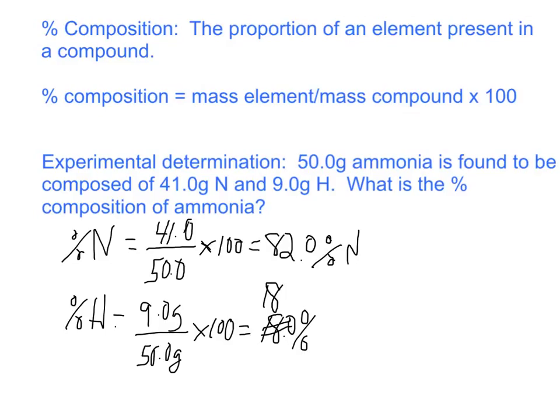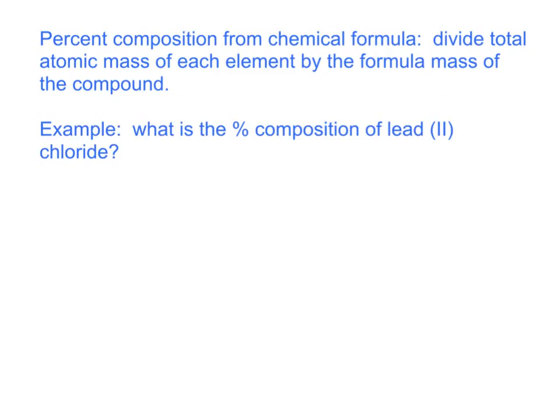All right, next example. So now in this type of problem, you're not given any lab results. You're simply given the name of the compound or its chemical formula, and so you're asked to find the theoretical percent composition of the compound in the same method that we just did. So, here's an example problem. What's the percent composition of lead(II) chloride?